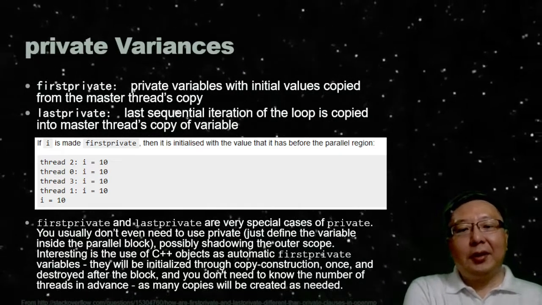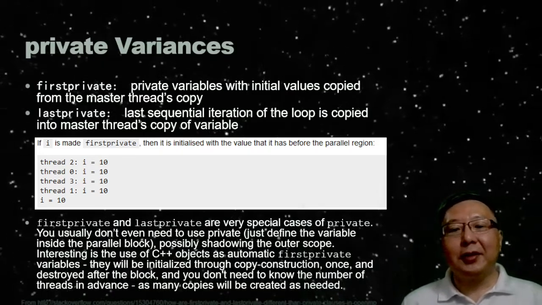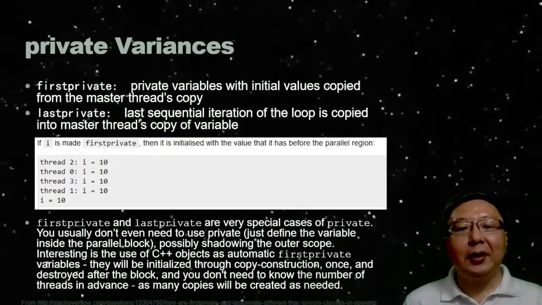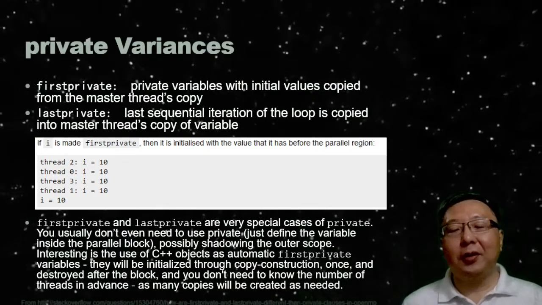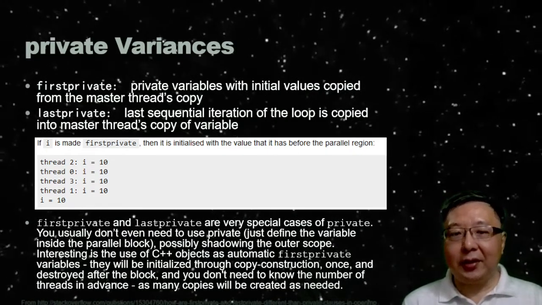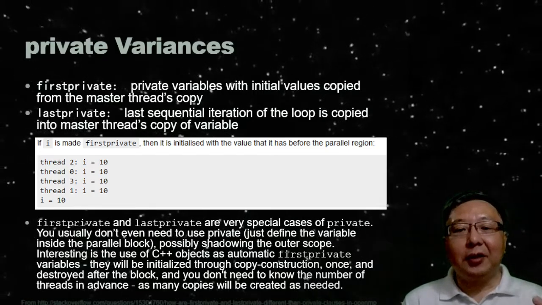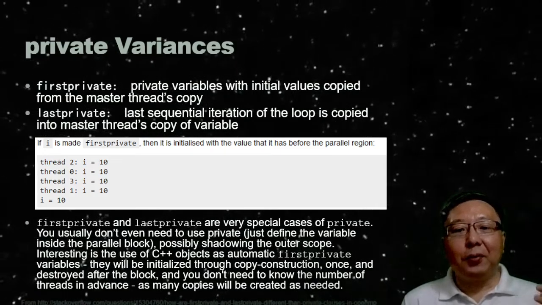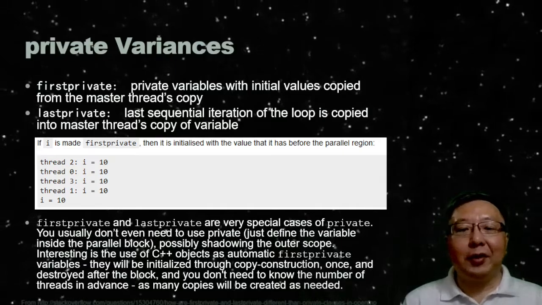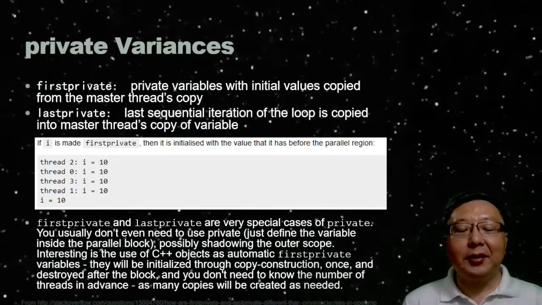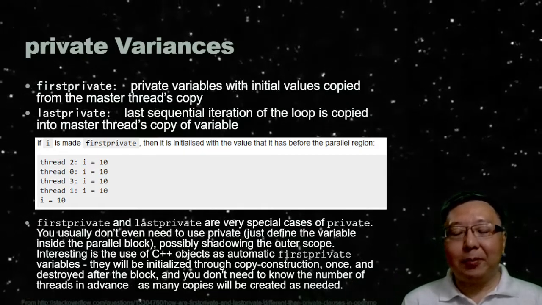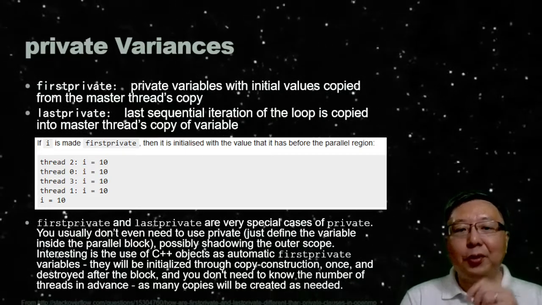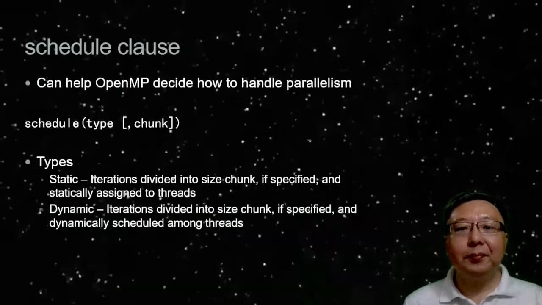There's this interesting use of C++ objects as automatic firstprivate variables. They'll be initialized through the copy constructor, if you remember from your object-oriented studies in your undergraduate. The copy constructor will initialize it once and destroy it after the block, and so you don't need to know the number of threads in advance, and as many copies will be created as needed. So that's in C++, but in C, you will need to use firstprivate.